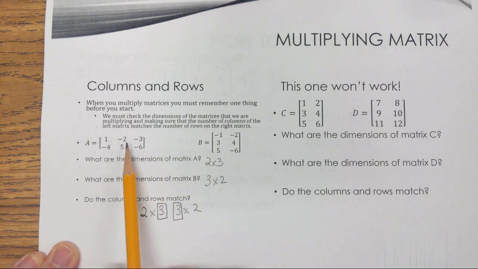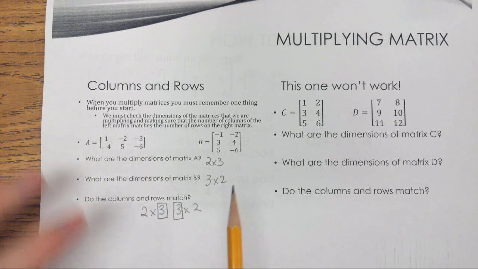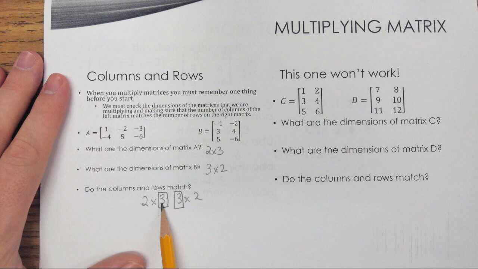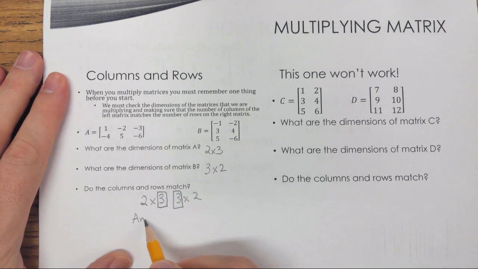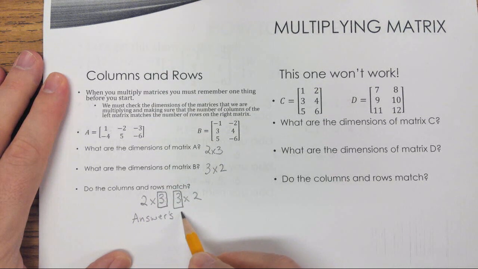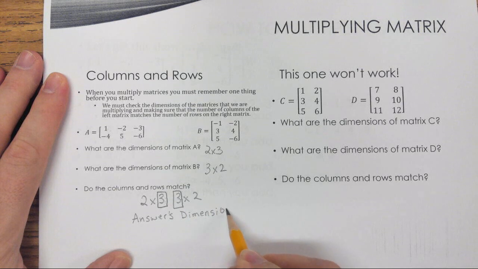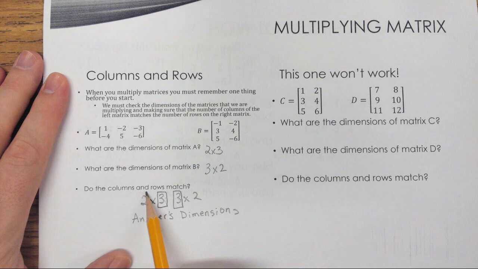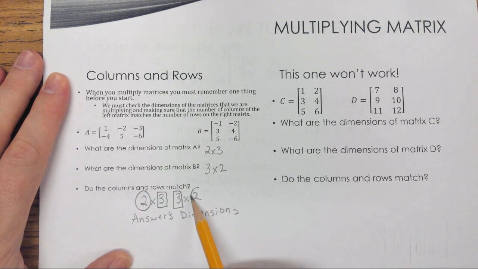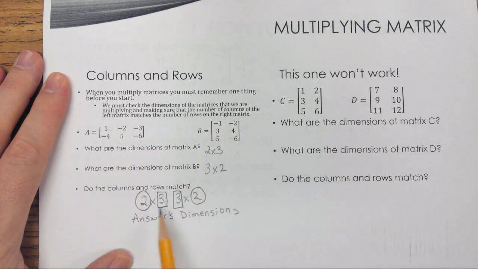So this one, A and B, we could multiply together because they have 3 columns in matrix A and 3 rows in matrix B. You'll see in a minute why that is important. Something else to keep in mind is if these match and you're going to multiply these matrices together, then the answer's dimensions are going to be the outside numbers of the 2 matrices that you're multiplying together. So when I multiply matrix A and matrix B together, I'm going to get a 2 by 2 matrix.